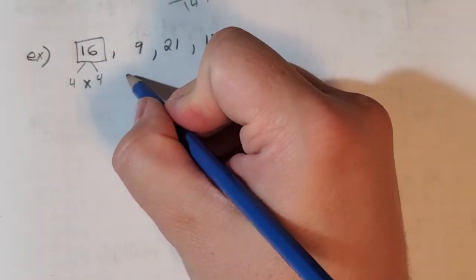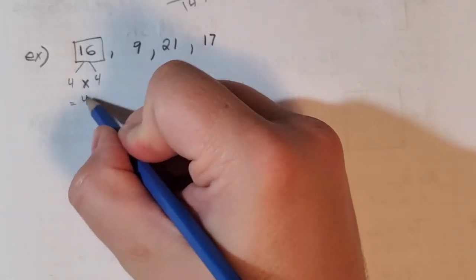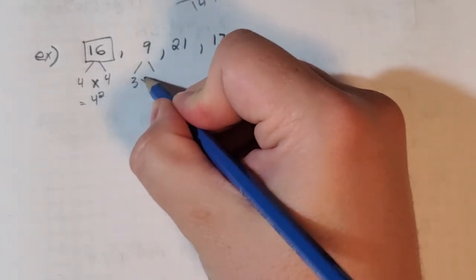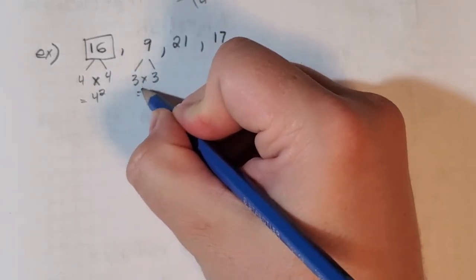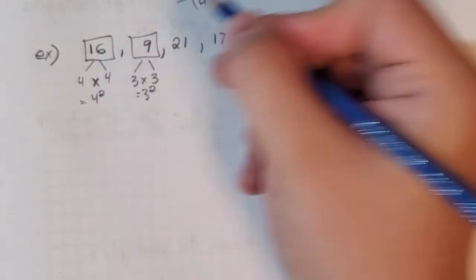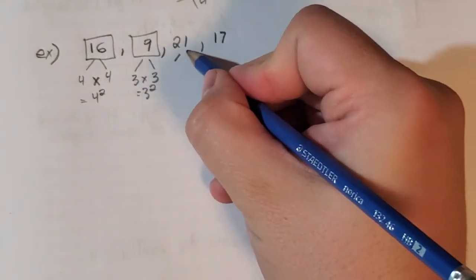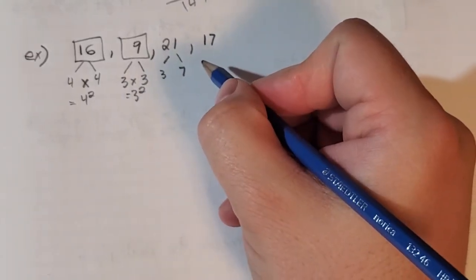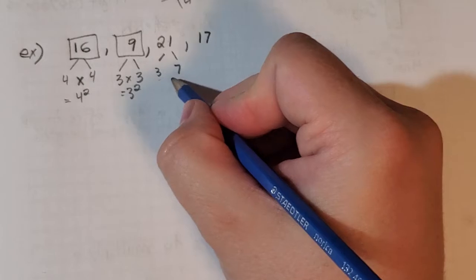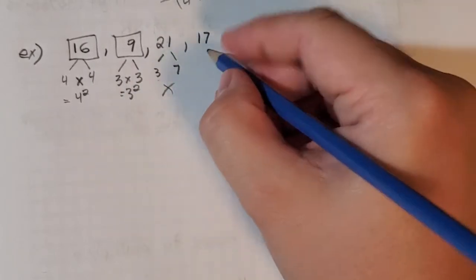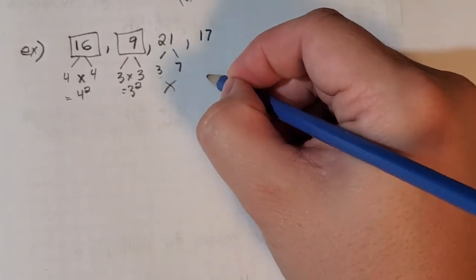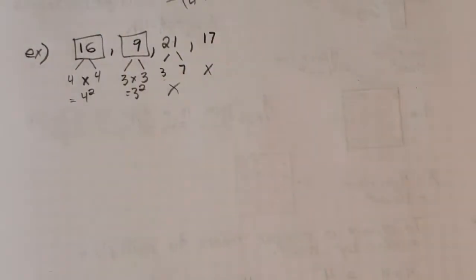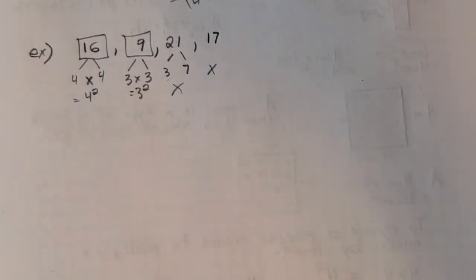What about 9? Are there 2 of the same digit that multiply to 9? Well, yeah, 3 times 3, which is 3 squared, right? So this one is as well. What about 21? What factors do we have here? We could have 3 and 7, right? So that doesn't work. Those aren't the same number, so this one is not. What about 17? Well, that's a prime number, so we know that that one's not. There's only 1 and 17 that multiply to get to this number using whole numbers.